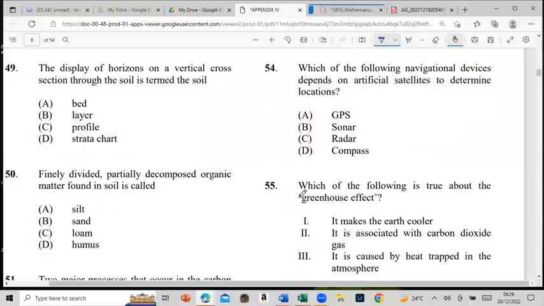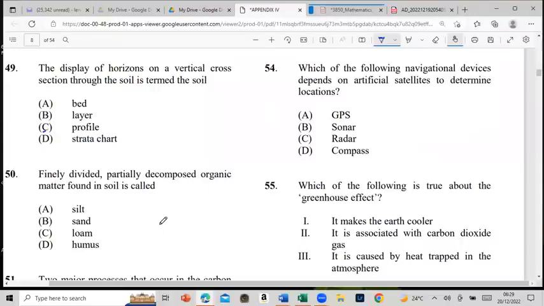The display of horizons on a vertical cross section through the soil is termed the soil. A. Is it the bed? B. The layer. C. The profile. D. The strata chart. And that would be the profile. So for 49, it's C. Let's move on to 50.